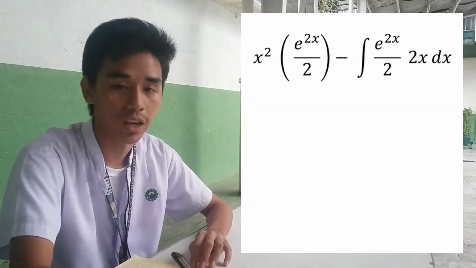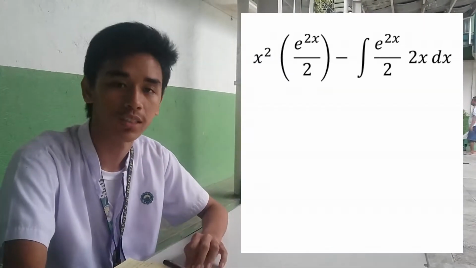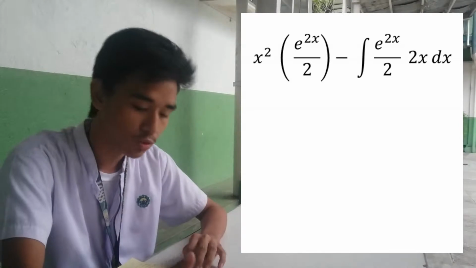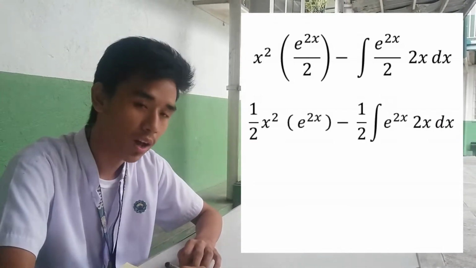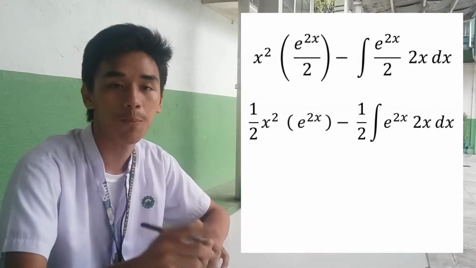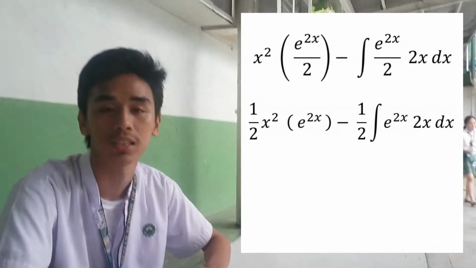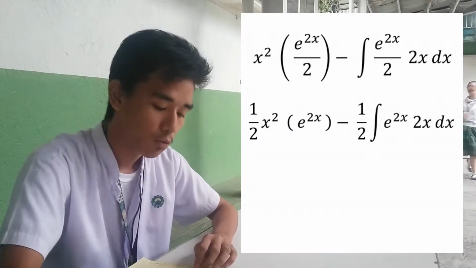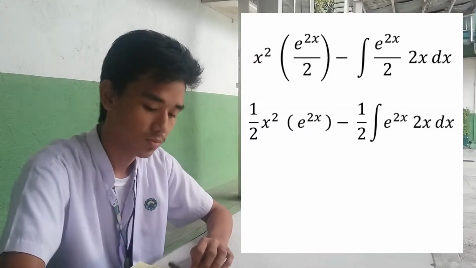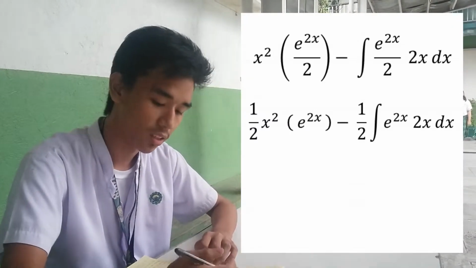Our expression will be x squared times e raised to 2x over 2 minus integral of e raised to 2x over 2 times 2x dx. After substituting, factor out all the constants, then we will get 1/2 x squared times e raised to 2x minus 1/2 integral of e raised to 2x times 2x dx. Since the integral is still a product, we will again do integration by parts, by only including the ones inside the integral.